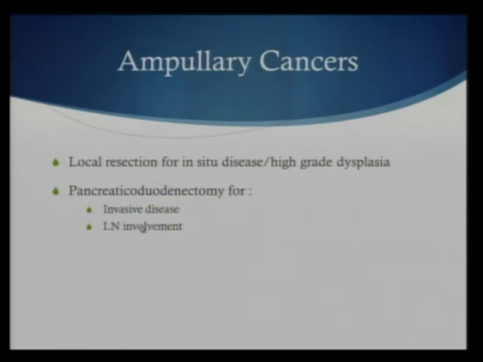Now, let's say on imaging you see enlarged lymph nodes around where the lesion is. Even if the lesion, on biopsy, showed in situ disease, but there are enlarged lymph nodes around the area, then at that point you've got to proceed with formal resection because of the possibility of lymph node involvement.